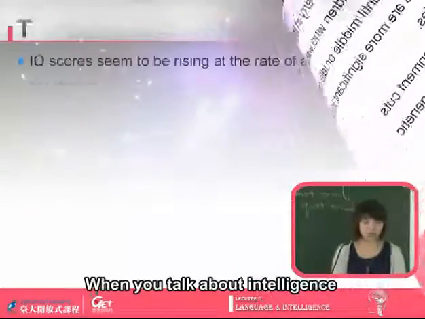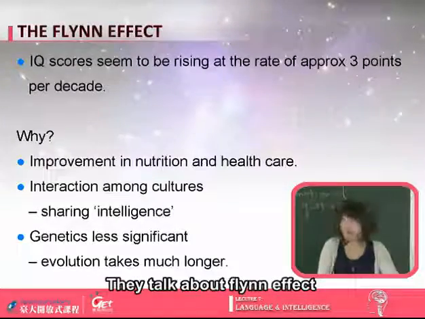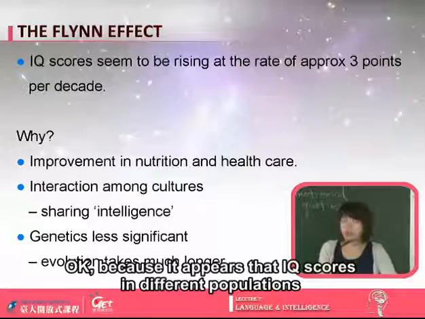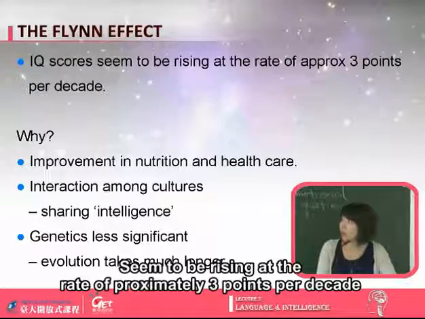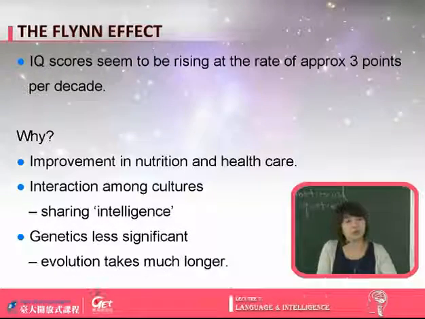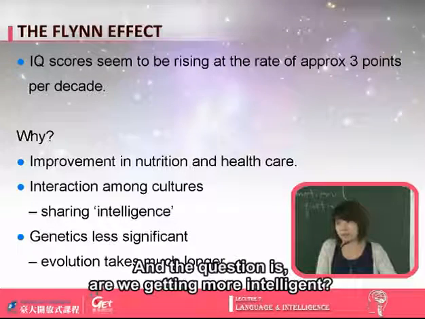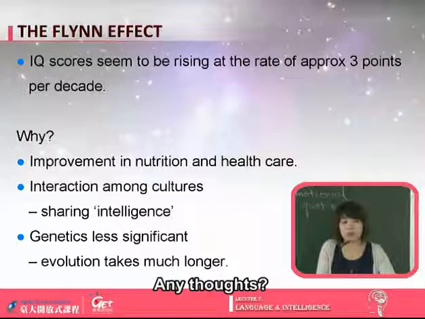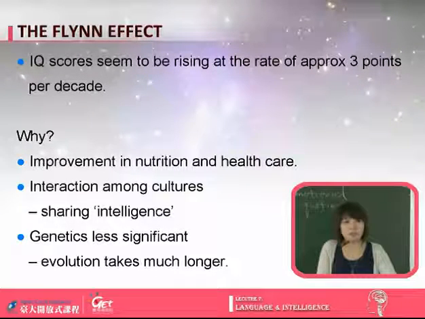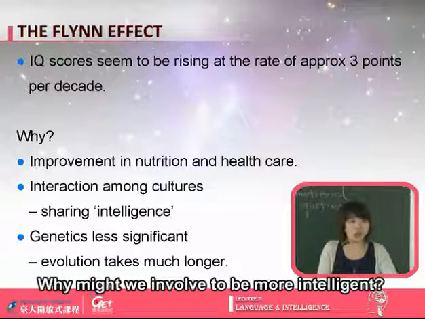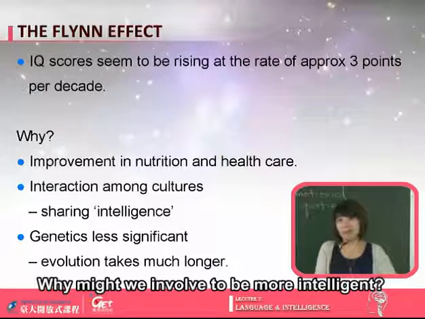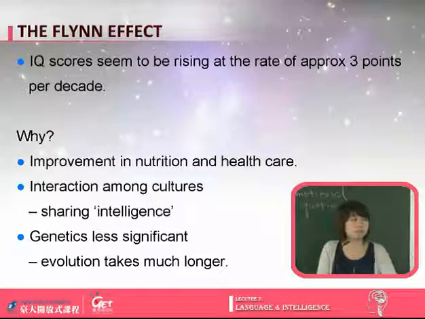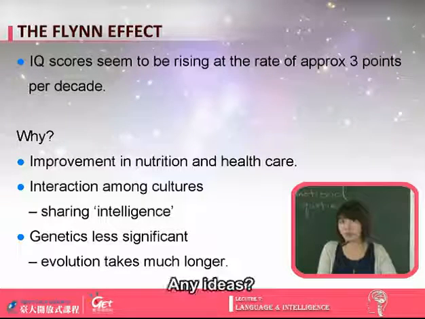Now, a lot of people, when they talk about intelligence, they talk about the Flynn effect. It appears that IQ scores in different populations seem to be rising at the rate of approximately 3 points per decade. And the question is, are we getting more intelligent? If we are, why? Any thoughts? Why might we become more intelligent? Why might we evolve to be more intelligent with each decade? Any ideas?